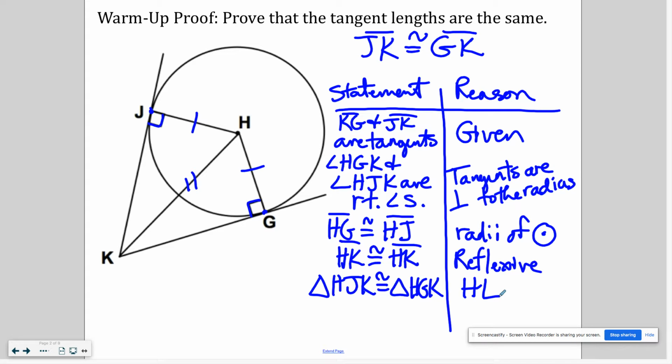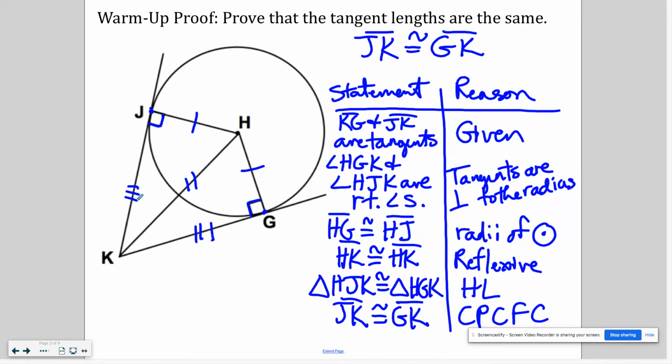If they're congruent, that means all their parts have to be congruent. So I can go right into what we were trying to prove. JK is congruent to GK. That is, corresponding parts of congruent figures are congruent. And there you have it. We've proven that this external side and this external side, those tangent lengths, have to be the same.